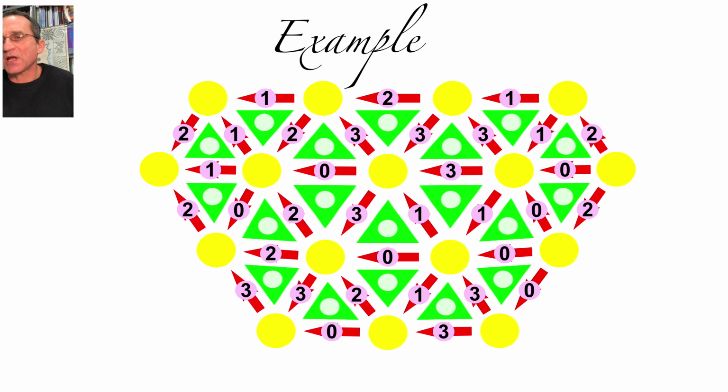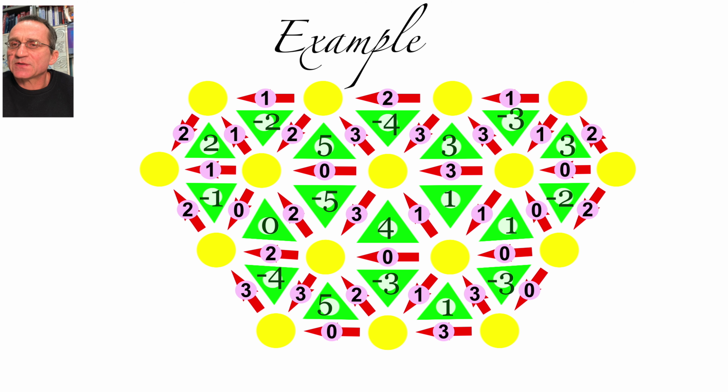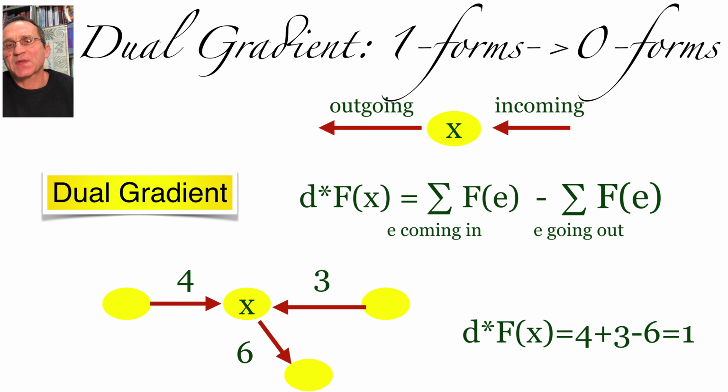So here's an example, a larger graph. It's kind of a two-dimensional region, a discrete region. If you want to compute the curl in every triangle, here, if you don't say anything, the triangles are oriented counterclockwise. So here are the values of the curl.